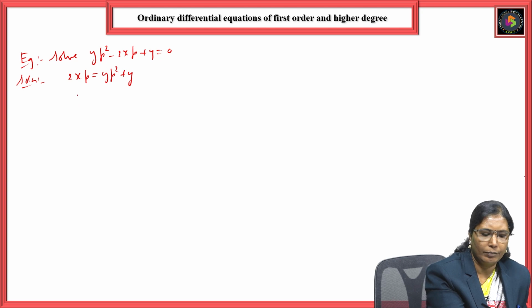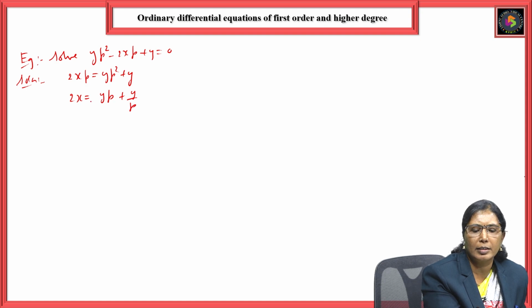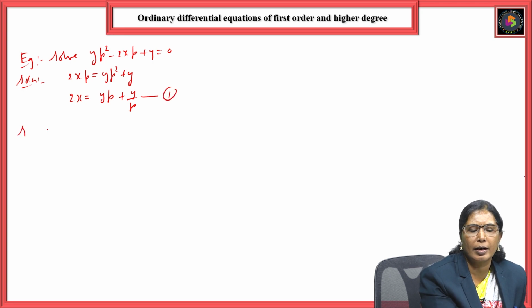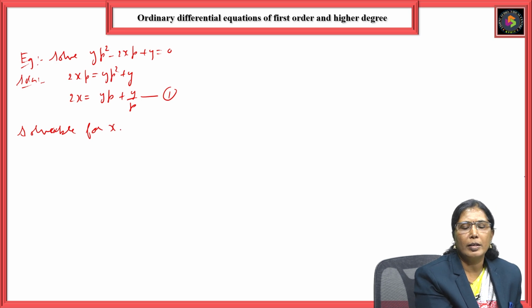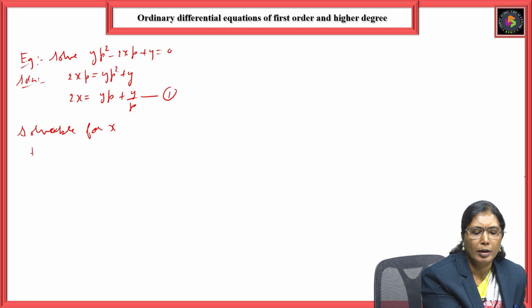So what you can write? 2x = yp + y/p. So we can write x in terms of y and p. Take this equation as 1. Since we can write x in terms of y and p, it is solvable for x. When it is solved for x, we should differentiate equation 1 with respect to y.